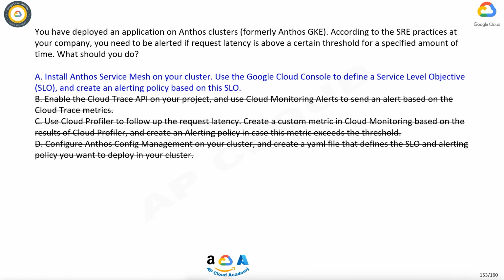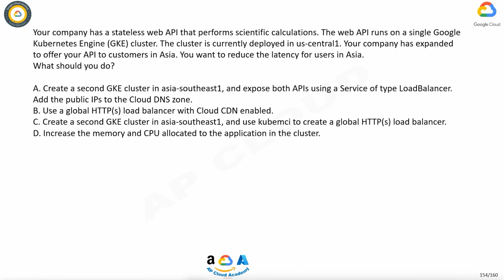Correct answer, A. Install Anthos Service Mesh on your cluster. Use the Google Cloud Console to define a Service Level Objective (SLO) and create an alerting policy based on this SLO.